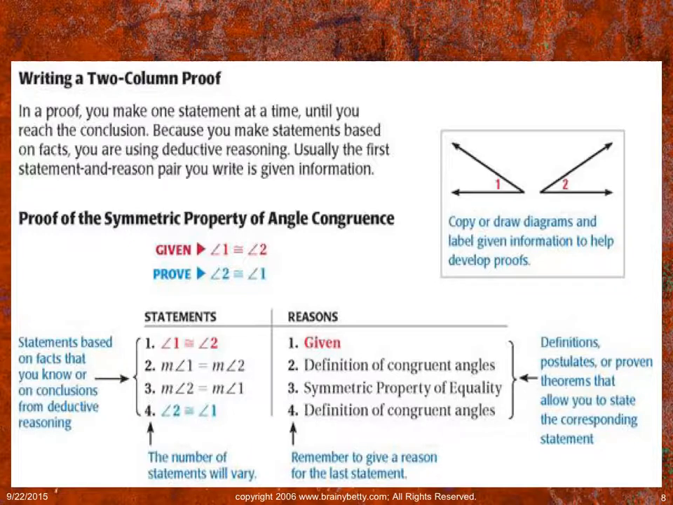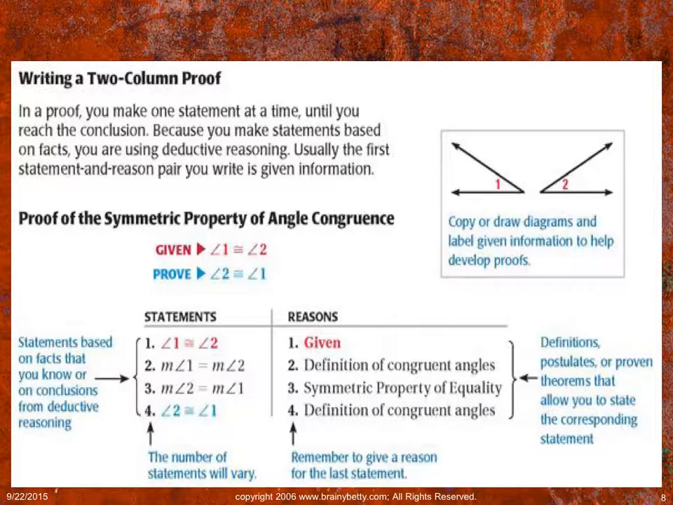So be careful. Don't automatically write it. Then it says the proof of the symmetric property. So this is actually them proving that the symmetric property is true. If I had 2 angles, 1 and 2, in my diagram, and it said that they were equal to each other, that first statement's given. Then number 2 says the measure of angle 1 equals the measure of angle 2. So we went from congruent to equals. Remember, that's the definition of congruent angles. Then what happened? Switched sides. 2 equals 1. That's symmetric property. And then 4 went back from equals to congruence, which is the definition of congruent angles.